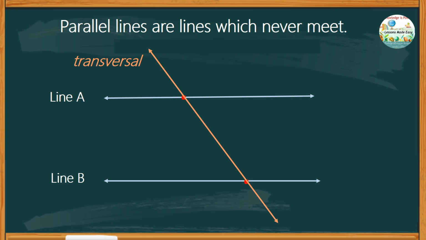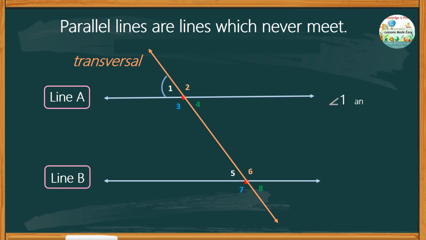Let's count starting from line A. We have 1, 2, 3, and 4. And let's continue counting in line B. We have 5, 6, 7, and 8. And these angles are looked at in pairs. Let's try to identify the pairs from the left side of the transversal.